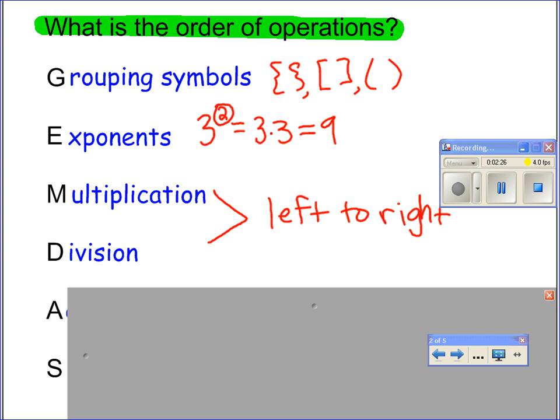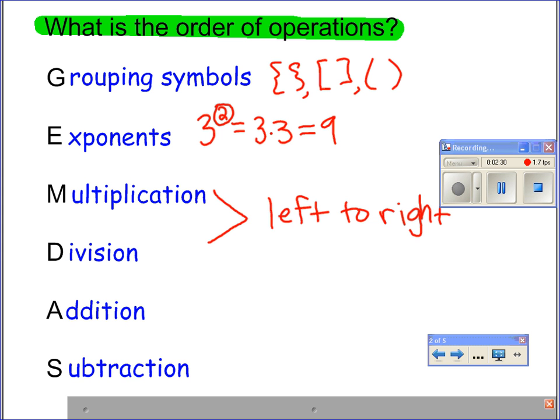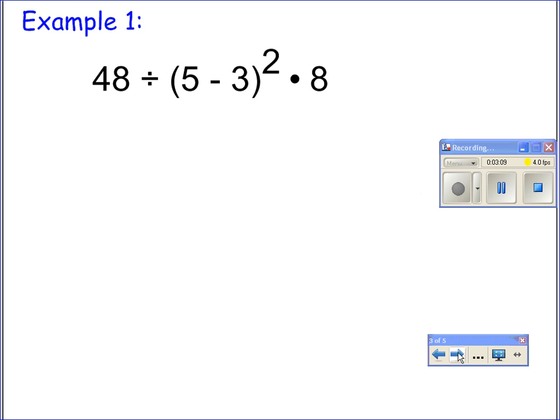The last 2 are addition and subtraction, and the same rule applies for addition and subtraction. Once you take care of all of the multiplication and division, you want to take care of addition and subtraction, and this also goes in order from left to right. So you want to make sure that you're calculating this from left to right. Okay, so for the order of operations, we're going to use gemmed us. Grouping symbols, and then exponents, multiplication and division in order from left to right, addition and subtraction also in order from left to right. Okay, let's go through our 3 examples using gemmed us.